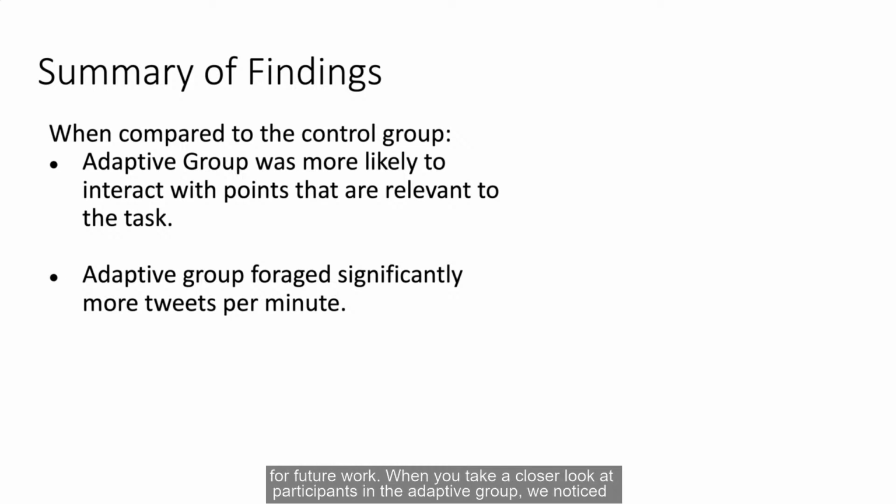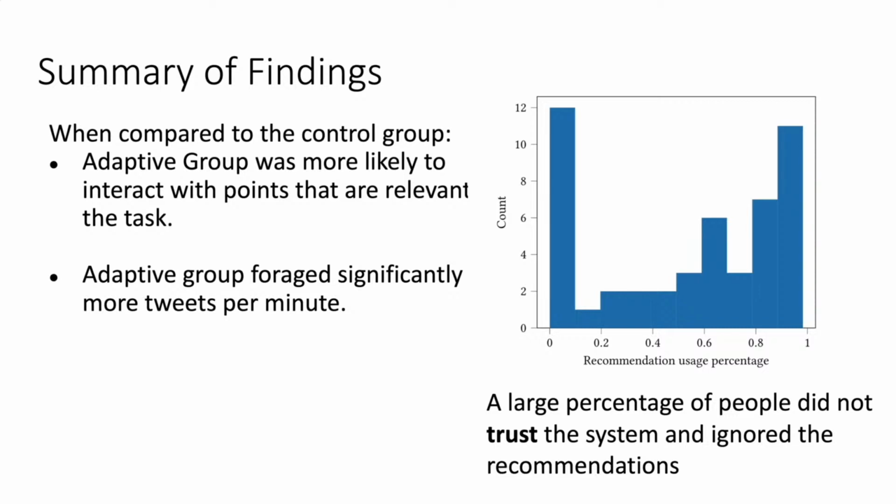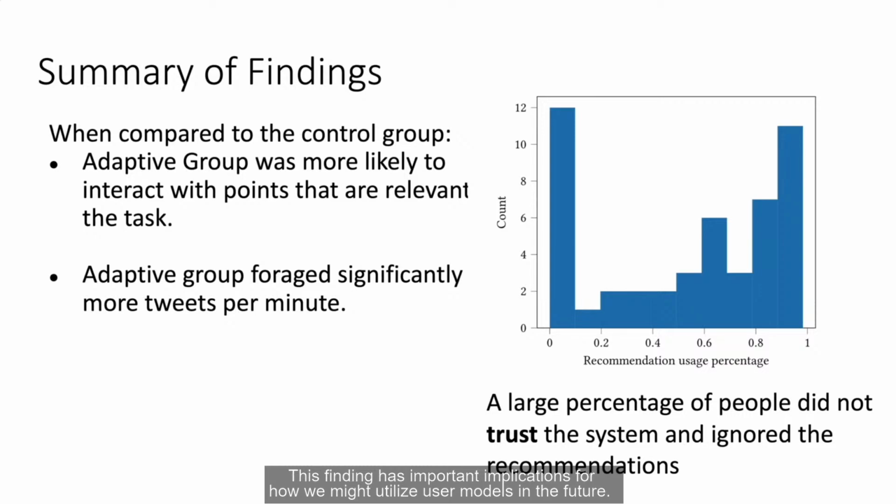When you take a closer look at participants in the adaptive group, we noticed a bimodal distribution for recommendation usage. So here on the x-axis, we have recommendation usage as a percentage, and on the y-axis, we have the count. So this is a histogram. As you can see, a non-trivial portion of participants in this group largely ignored the suggestions. And from the post-survey, we saw that people in that group said that they did not trust the system. This finding has important implications for how we might utilize user models in the future.